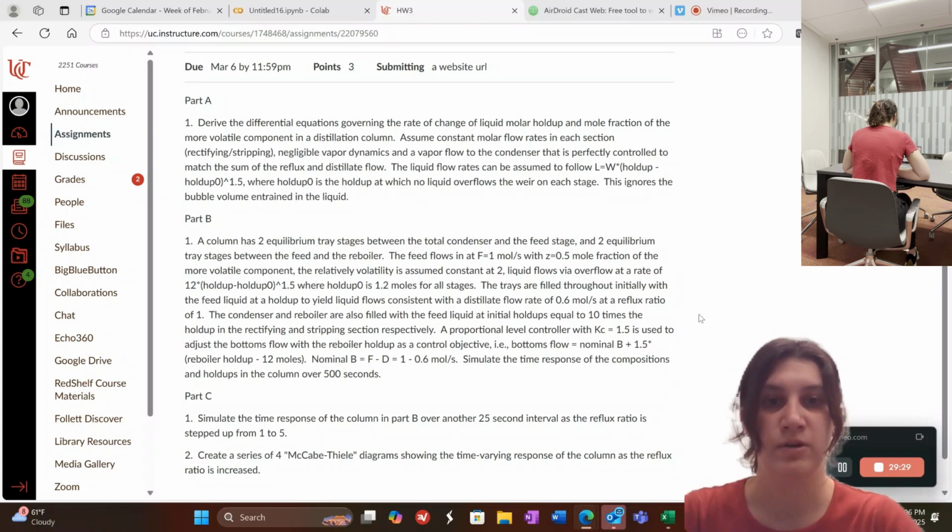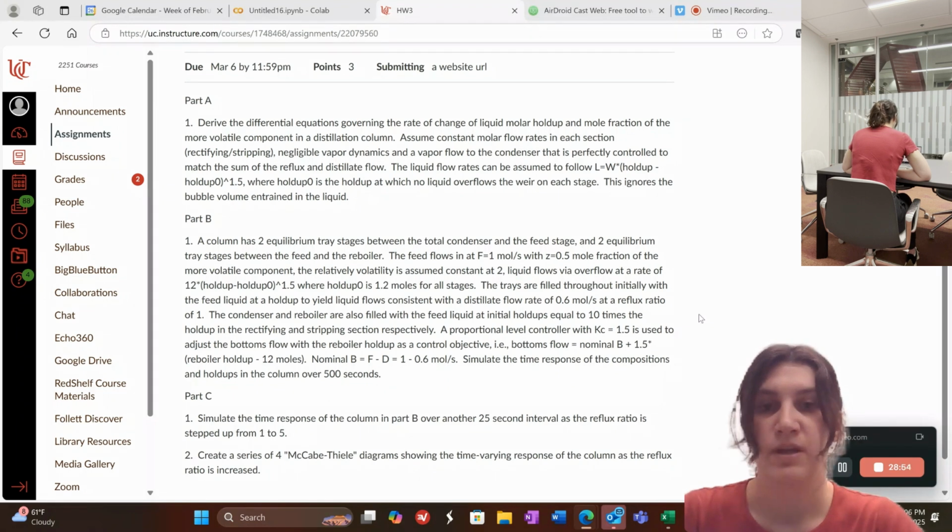Liquid flows overhead at a rate of 12 times holdup minus holdup naught to the 1.5 power, where holdup naught is 1.2 moles for all stages. The trays are filled throughout initially with the feed liquid at a holdup to yield liquid flows consistent with a distillate flow rate of 0.6 moles per second at a reflux ratio of 1. The condenser and the reboiler are also filled with the feed liquid at initial holdups equal to 10 times the holdup in the rectifying and stripping section, respectively.